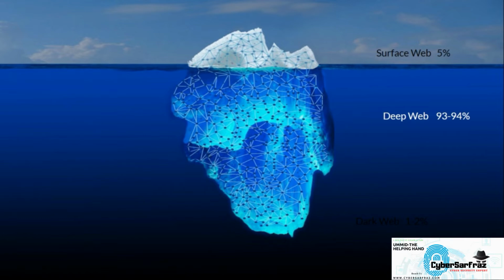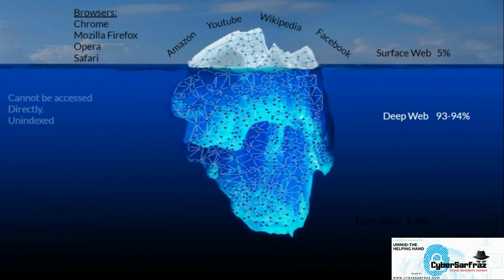The dark web, same as the surface web, occupies 5% of the internet. In simple words, by visible I mean easily accessible. So the easily accessible part of the internet is the surface web. The partially visible area can be called the deep web, and the totally dark or hidden area of the internet can be called the dark web. So the surface web is easily accessible by browsers like Chrome, Mozilla Firefox, Opera or Safari. We can find websites such as Amazon, YouTube, Wikipedia and even Facebook on the surface web.